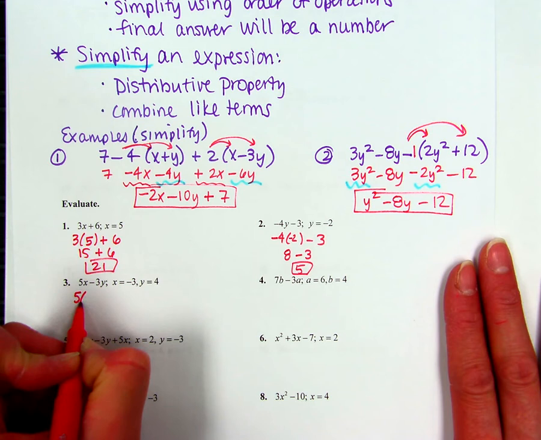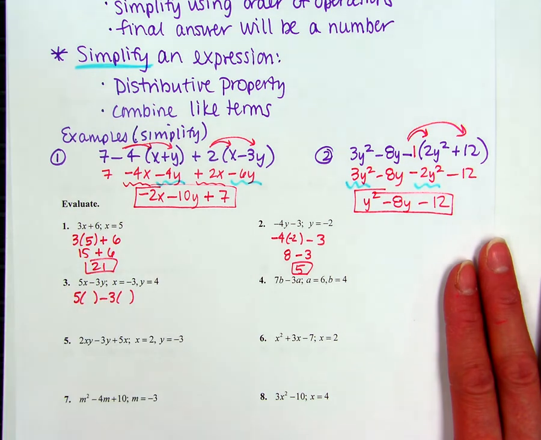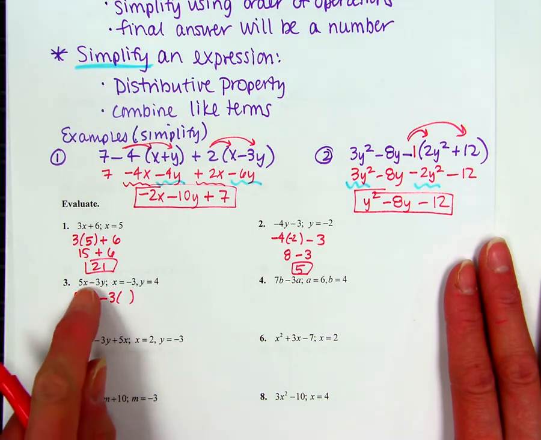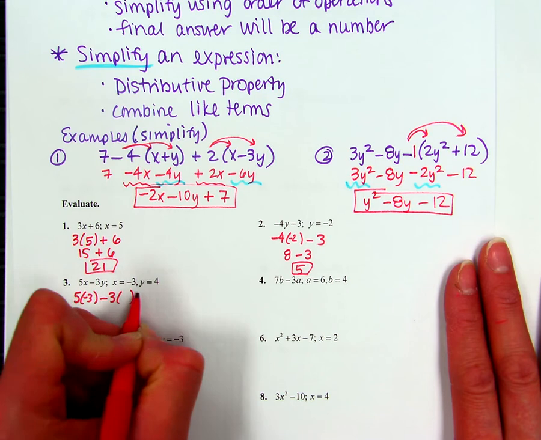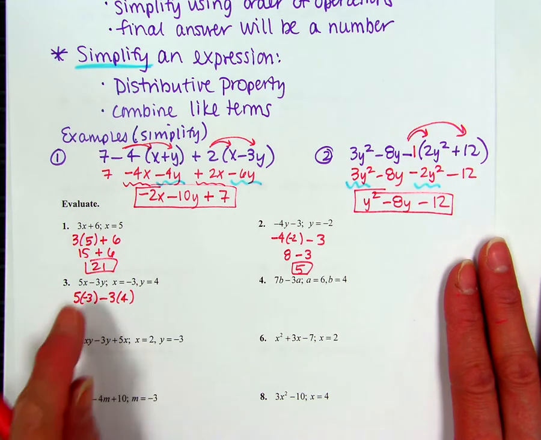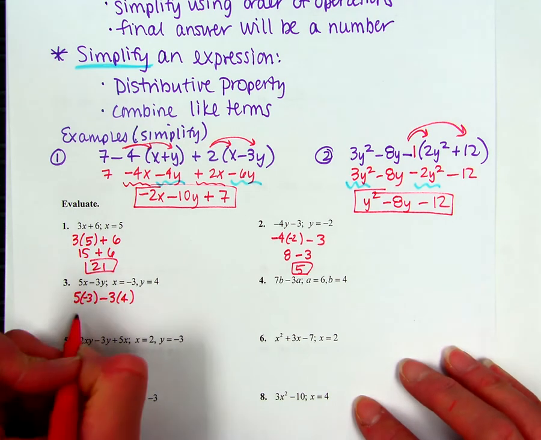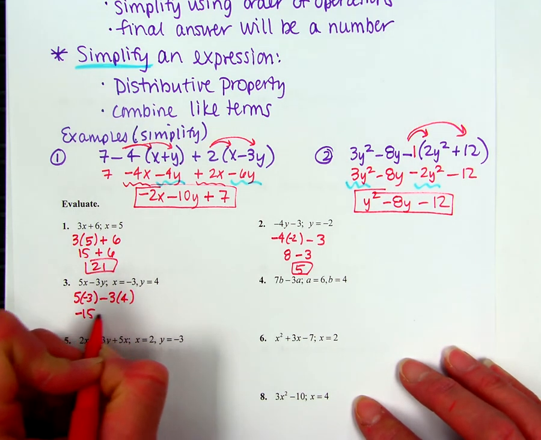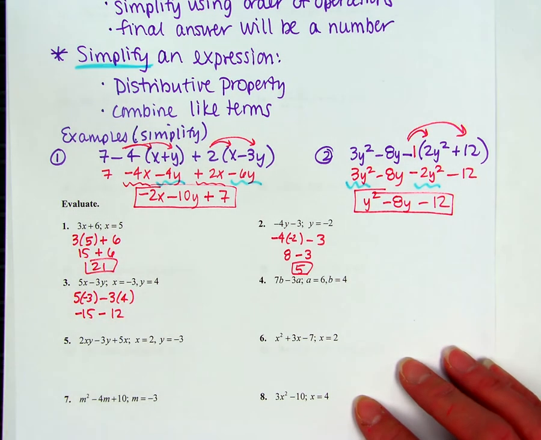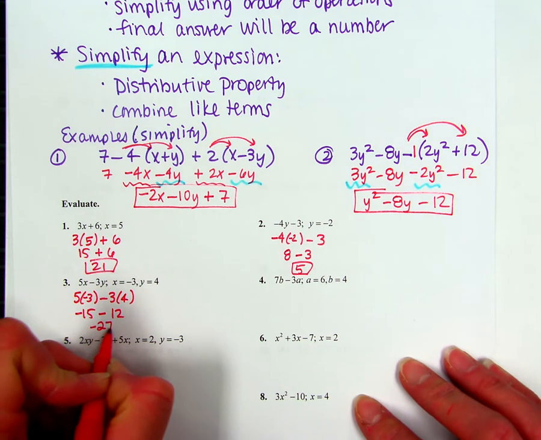Be careful on problem 3 because they give you two different variables that you have to substitute for. So x is -3, but y is +4. So we know we want to multiply. You can multiply from left to right. So multiply this one first. You got -15 minus 12. Then you're going to subtract, and you get -27.